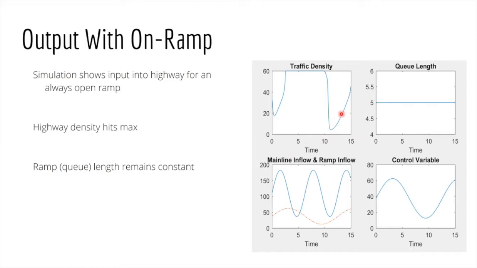Queue length will remain constant due to the continuous outflow of the vehicles on the ramp onto the highway. This is shown in the upper right corner as a constant straight line. Mainline and ramp inflow will continue to remain constant, for there is nothing stopping the inflow of both. The control variable on the mainline, or the speed, fluctuates. This is because as cars enter from the ramp, the incoming vehicles from the highway will have to slow down.